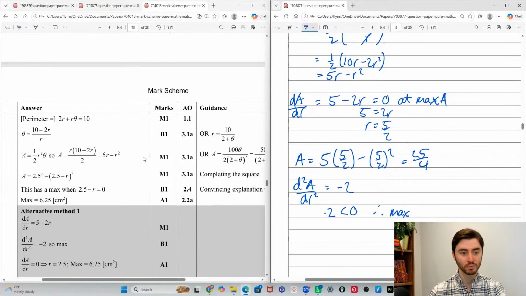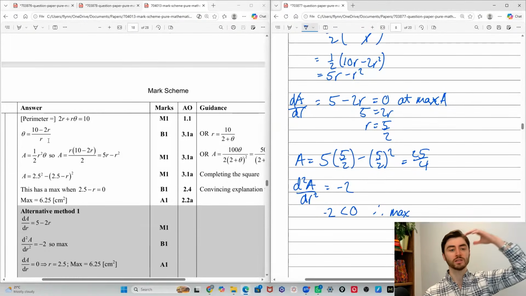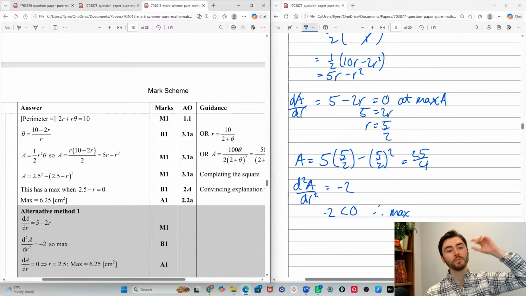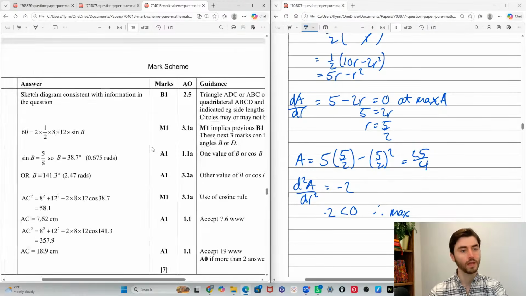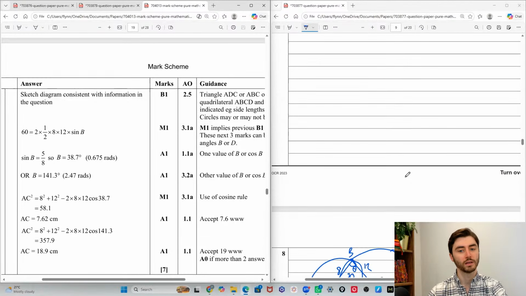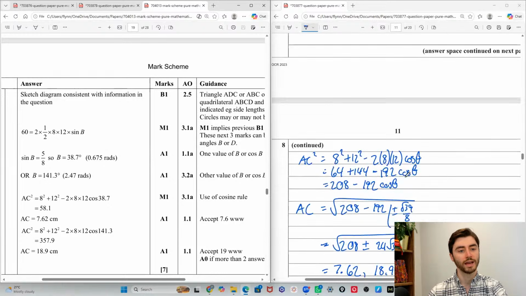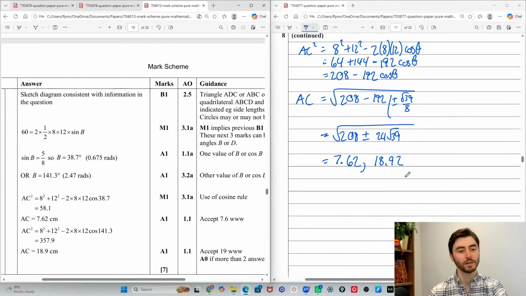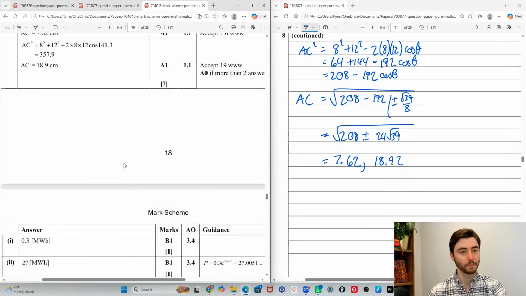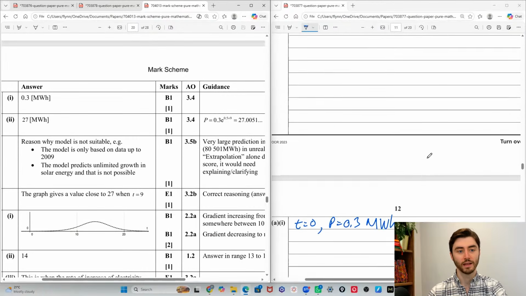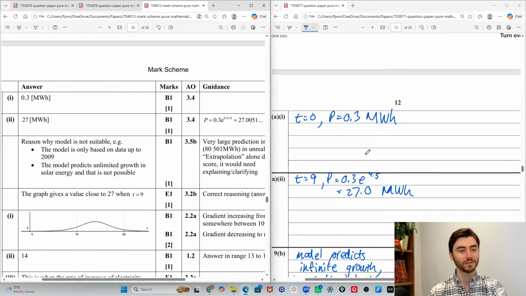So it's an optimization problem. You form your two equations. You make the unwanted variable the subject of the unwanted formula. You substitute in, differentiate, set to 0. So here, 7 point. Yeah, this was wild. Yeah, perfect. Really fun that. So 0.3 with a unit, 27 with a unit.